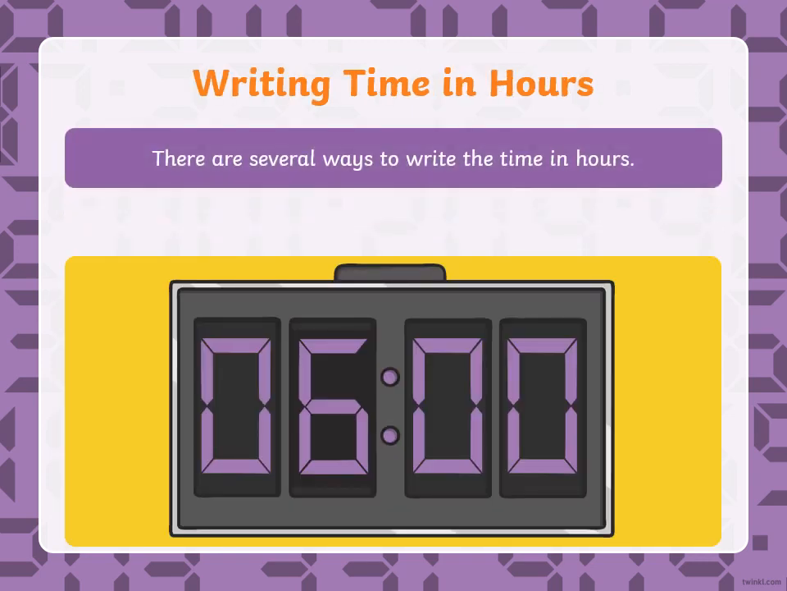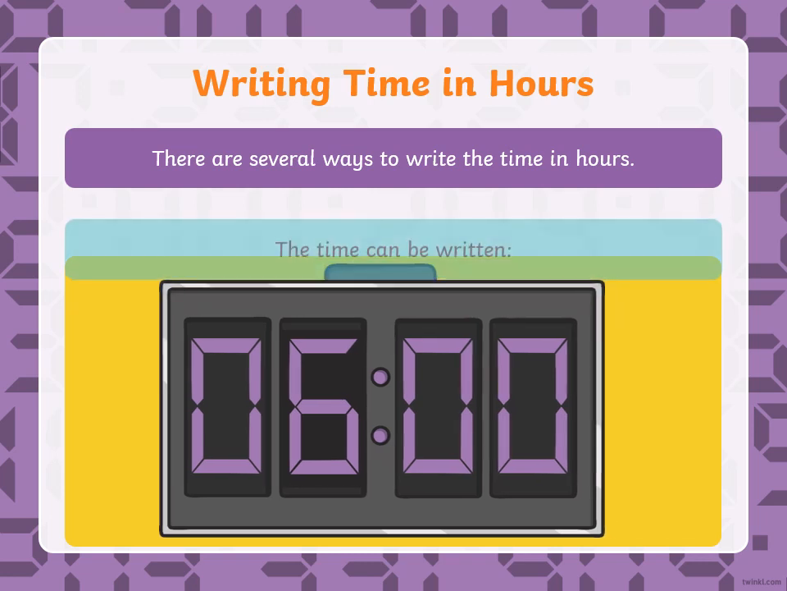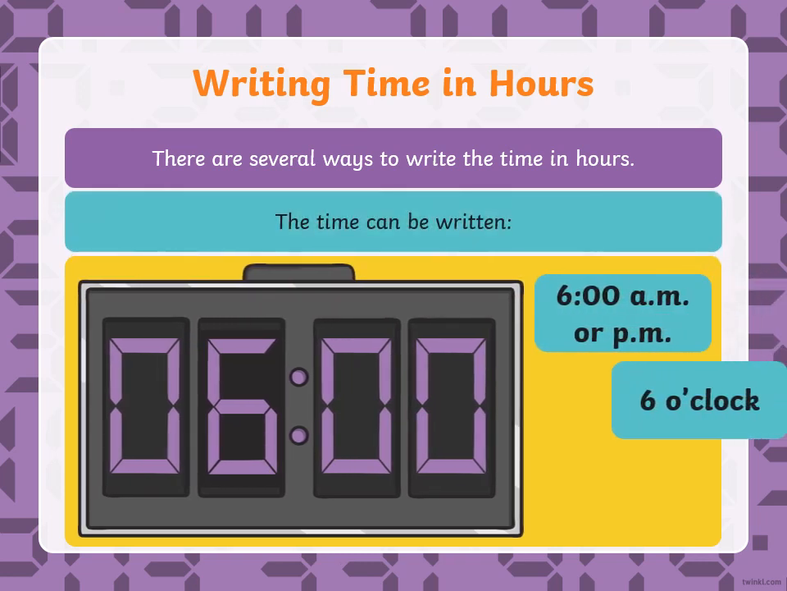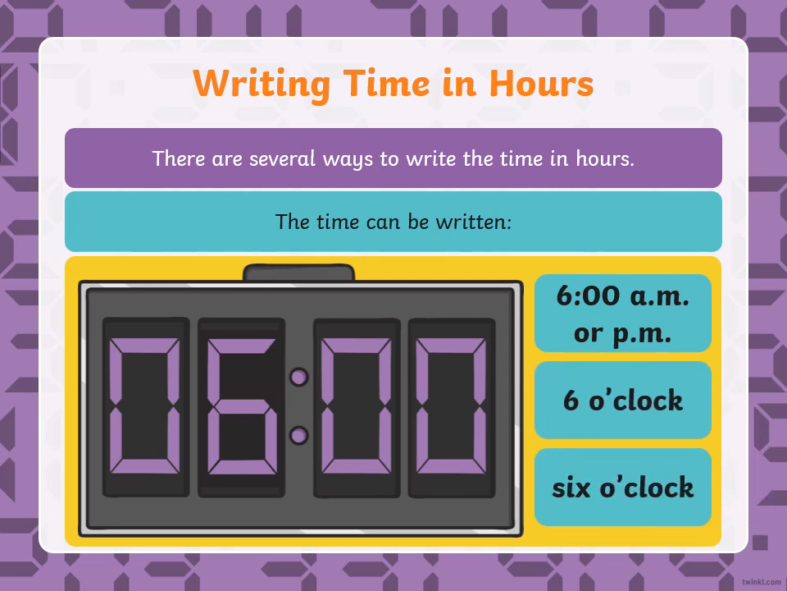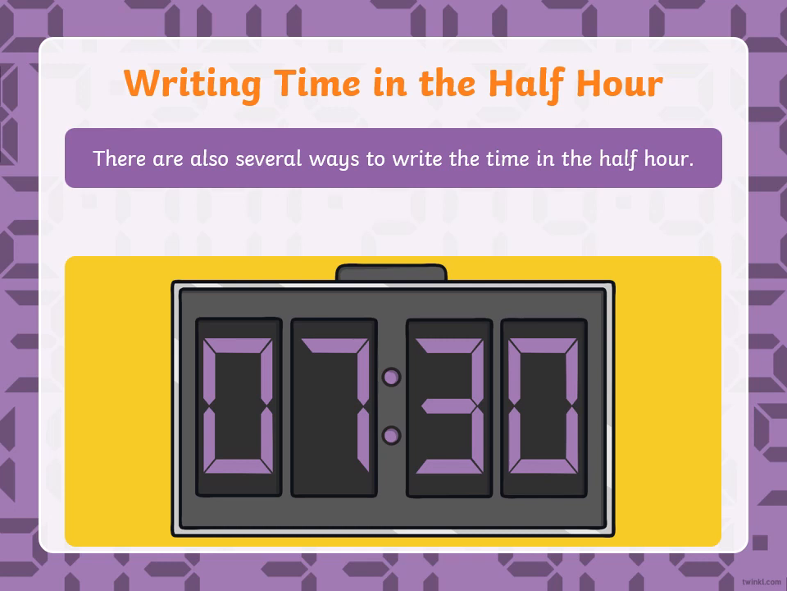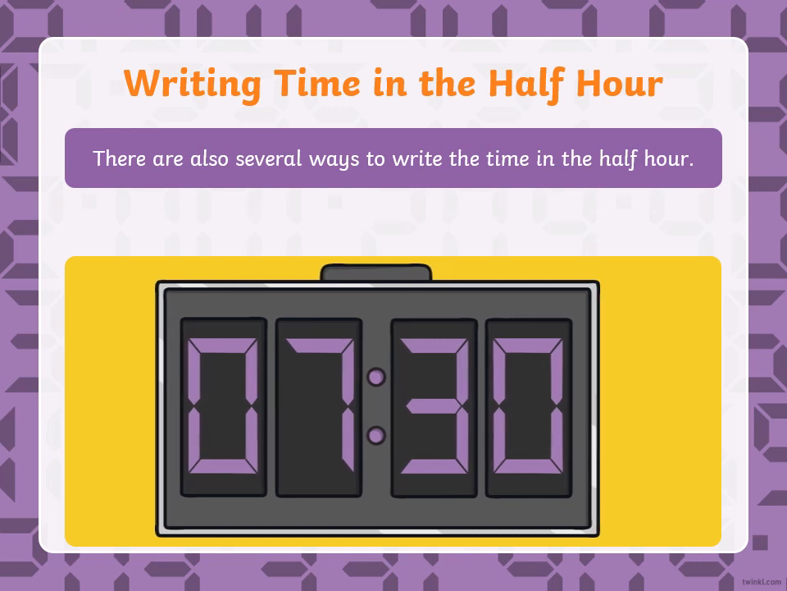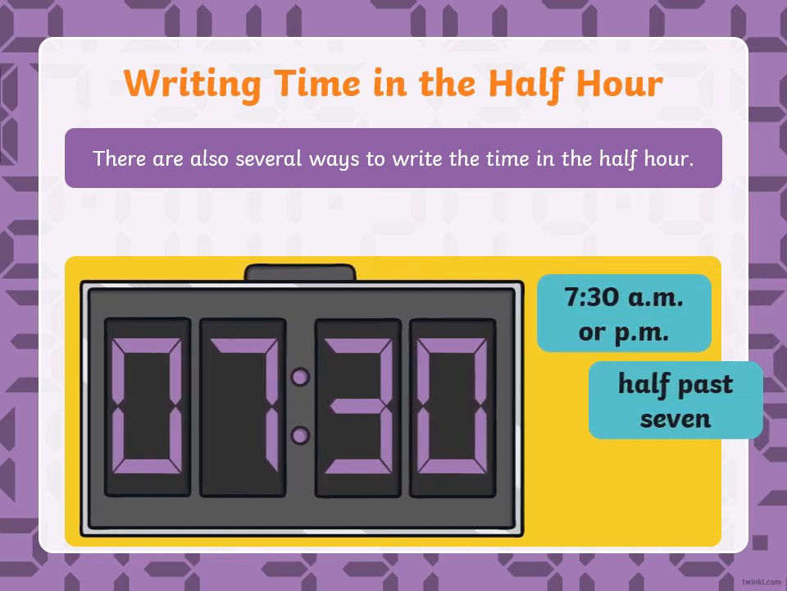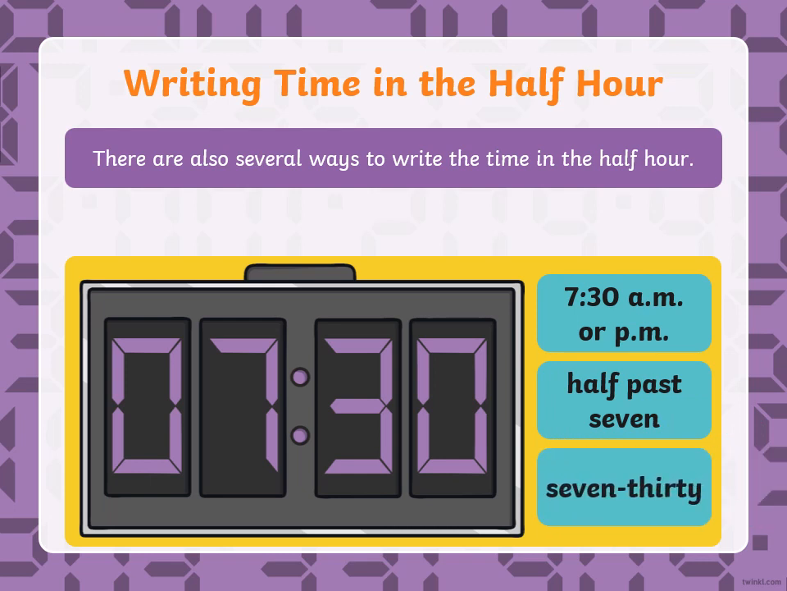There are several ways to write the time in hours. This can be written 6 a.m. or 6 p.m., 6 o'clock or 6:00. It sounds the same, but it looks different because we can use numbers and we can use words. So it's written slightly differently. There are also several ways to write the time in the half hour. We can write 7:30 a.m. or p.m., 7:30 or half past 7.